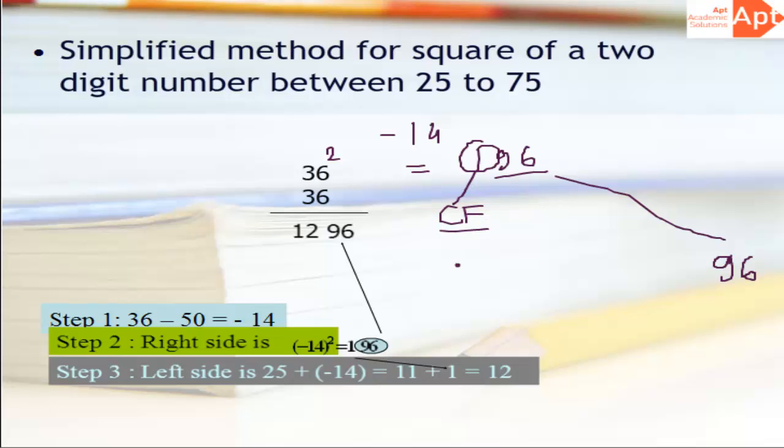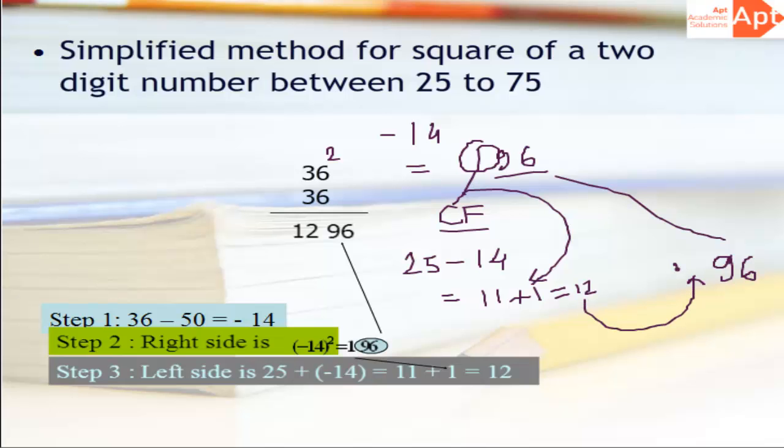For left hand side, what we have to do? Again, we have to subtract 14 from 25. This is going to be 11, and this one was carried forward, so it is going to be added over here. So this becomes 12. So 12 is going to be the left hand side of the answer, that is 1296. 1296 is going to be the answer.